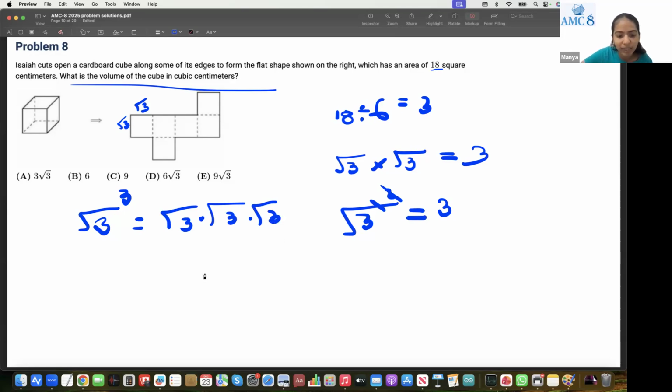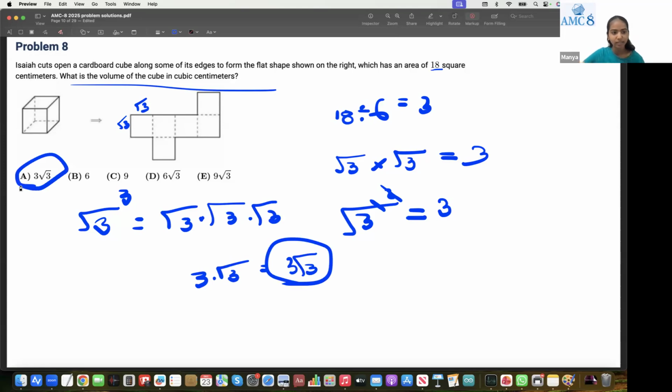And if we do that, we'll be getting 3 times the square root of 3, which is equal to 3 square root 3. And that would just be our final answer. And that's how we got our answer choice A.